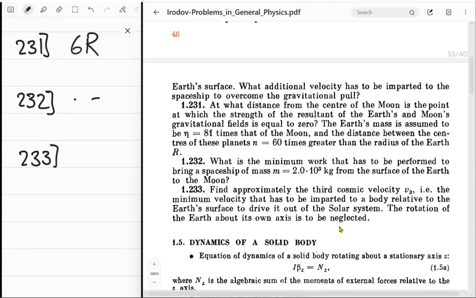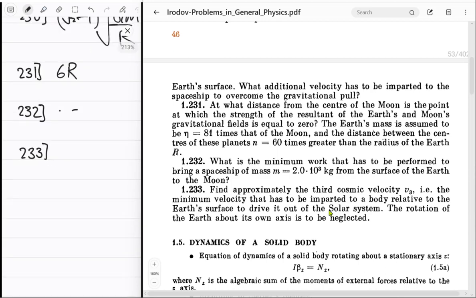Or is it not? Okay, so 233 is weird. I don't know how to solve this. And 232, I still don't know how to solve this because there are no values. 233, we'll figure out after a bit of searching. That's it. I'll see you in the next video.